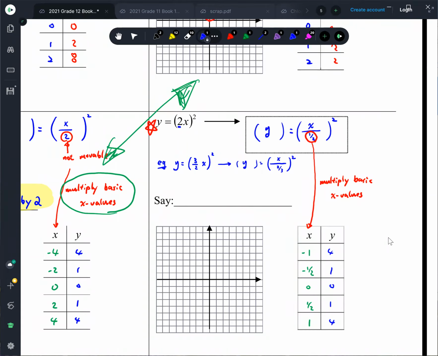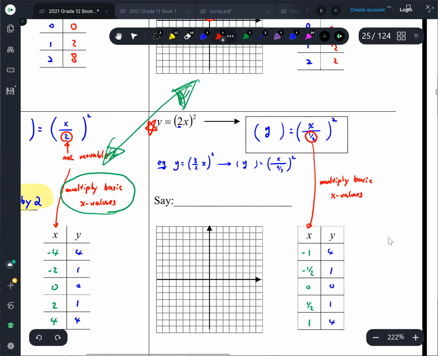So let's graph it out, right? So -1, 4. -1, 4, right? You can see very skinny this time, right? -1/2 is 1, 0, 0. The other side is symmetrical, right? So it should be very easy to complete.